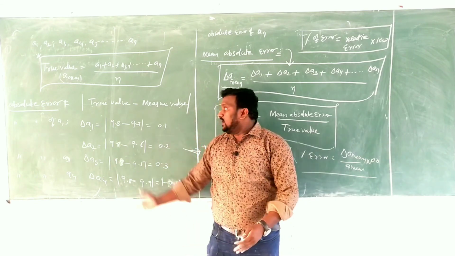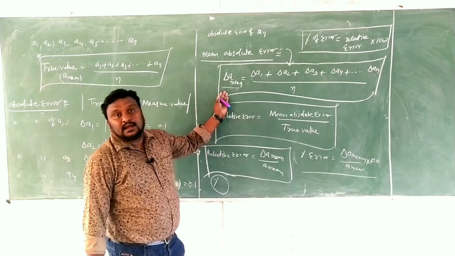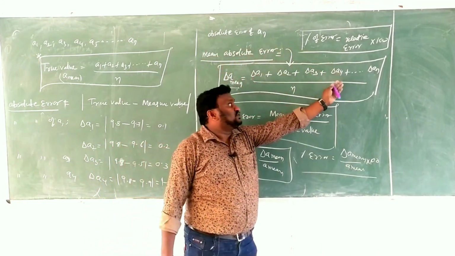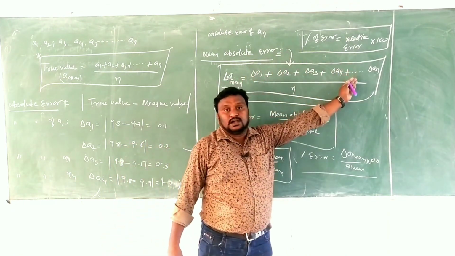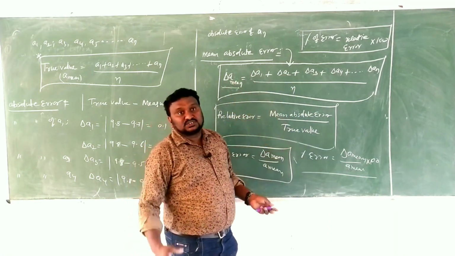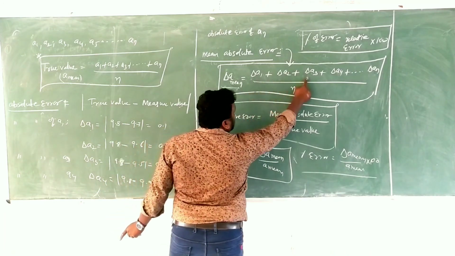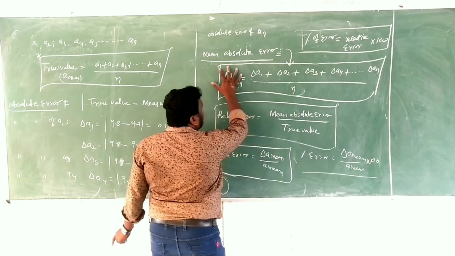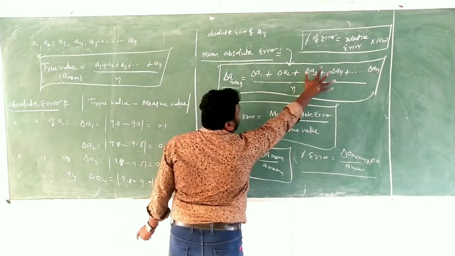By taking the average of all those, what do we get? Mean absolute error. That means the average of all the absolute errors is called mean absolute error. So here delta A1 is the absolute error of A1, delta A2 and so on. If we take N number of measured values, the average should be written as delta A mean is equal to delta A1 plus delta A2 and so on.